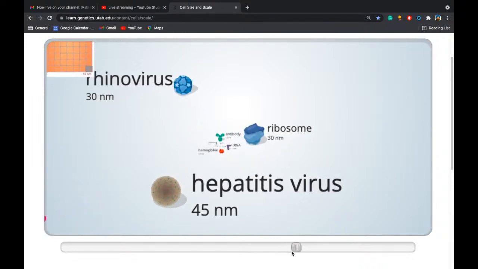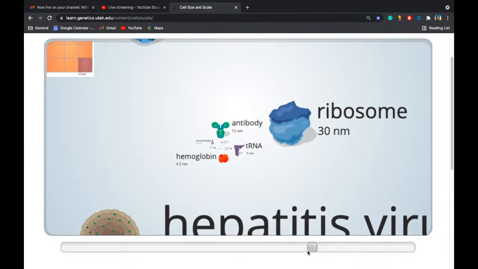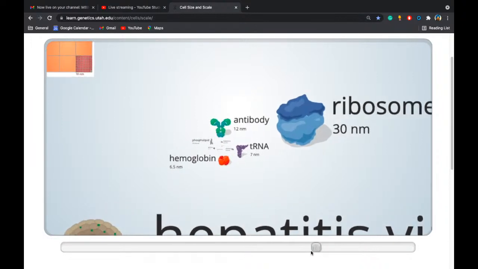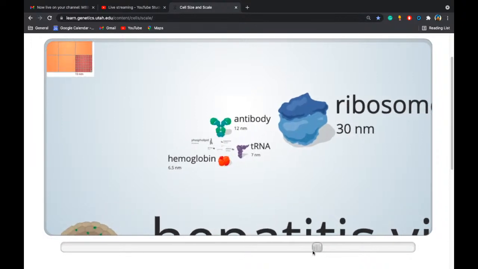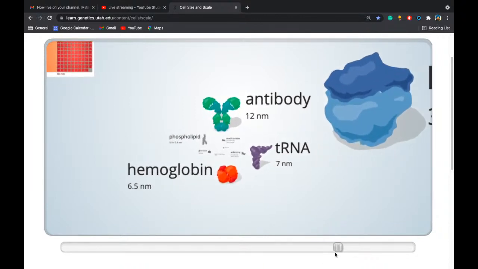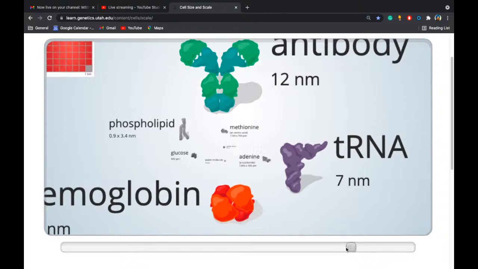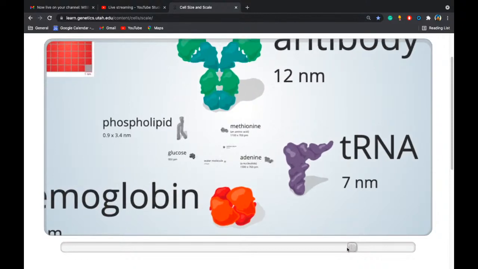Hepatitis is 45 only. Then come various RNA and ribosomes, your tRNA, antibodies. So they are also in the nanometers: around 30 nanometer for ribosome, tRNA around 7 nanometer, antibodies of 12 nanometers. Heme, your hemoglobin, just a mere 6.5 nanometer. So you can see all things being comparable here.